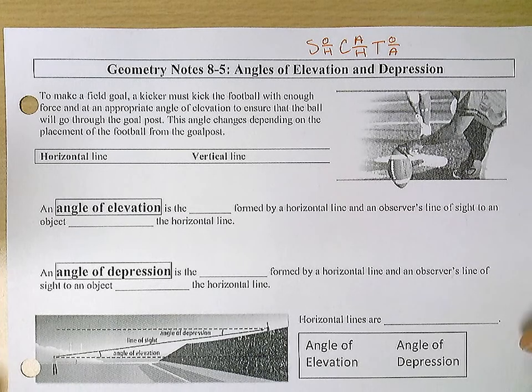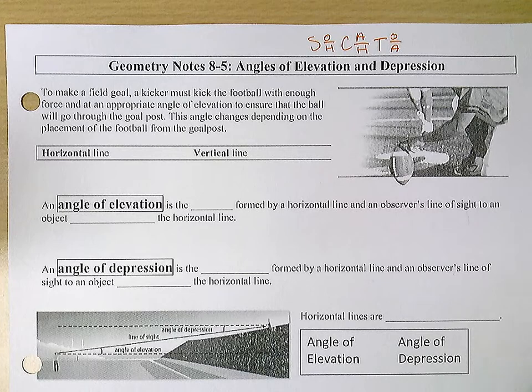All right, so to make a field goal, a kicker must kick the football with enough force and at an appropriate angle of elevation to ensure that the ball will go through the goal post. This angle changes depending on the placement of the football from the goal post. It depends where you are on the field, but you have to kick it through a certain angle to make it through that crossbar in the goal post.